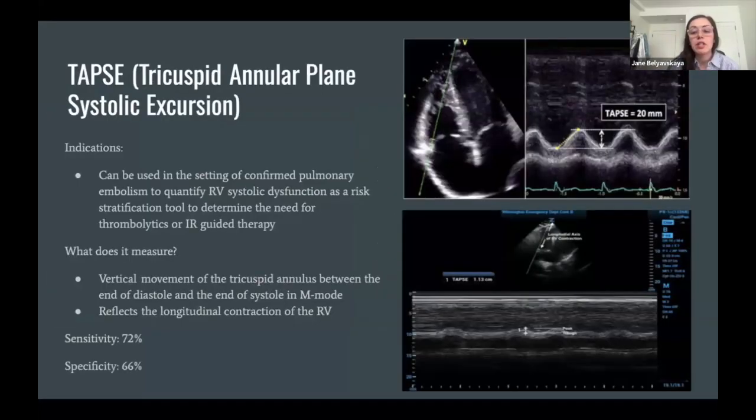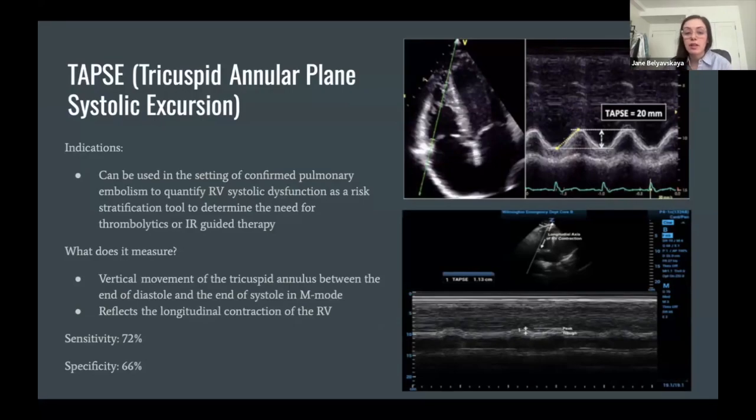The next thing we often teach as sonography faculty is tricuspid annular plane systolic excursion. This is best used in the setting of a confirmed PE to quantify RV systolic dysfunction, and is used as a risk stratification tool to determine the need for thrombolytics or IR guided therapy.